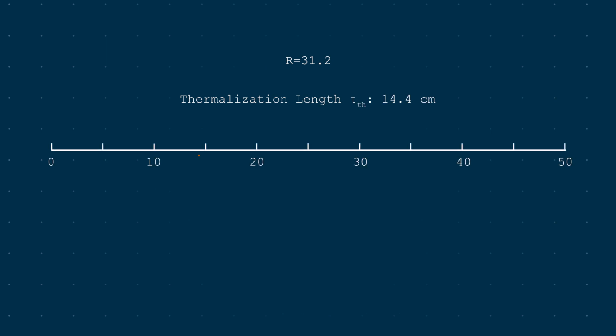So this sets your minimum moderator size. And as you just learned, the longer the atom stays in the moderator after it has been thermalized, the more likely it is to get captured. The distance that the average neutron needs to travel for this to happen is called the thermal diffusion length. And it's about 14.1 centimeters.